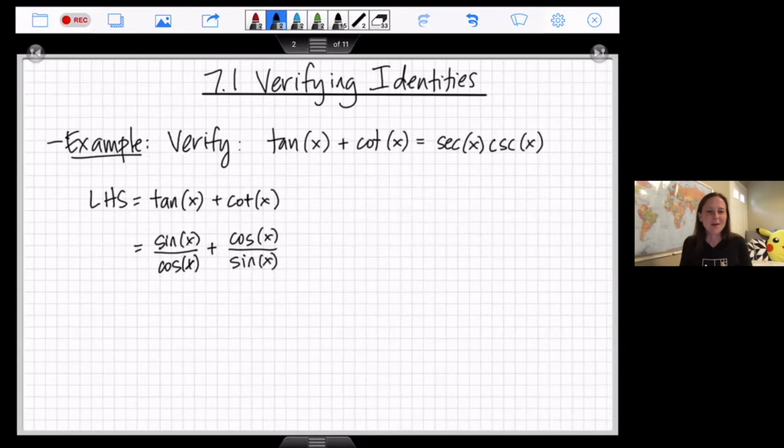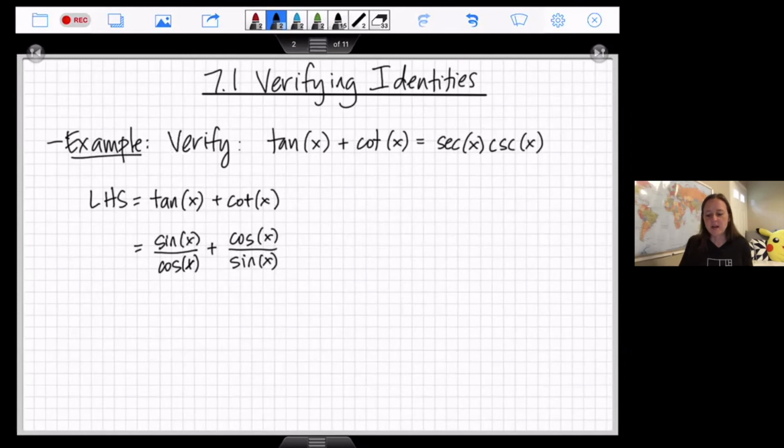All right, so right now those two fractions are adding together, and on the right-hand side of this identity, secant times cosecant, things are multiplied. They're all kind of squished together in one term. So one way that you can squish together a couple of trig functions is to add fractions. All right, so I'm gonna add these two fractions together.